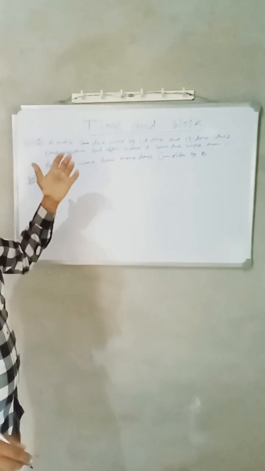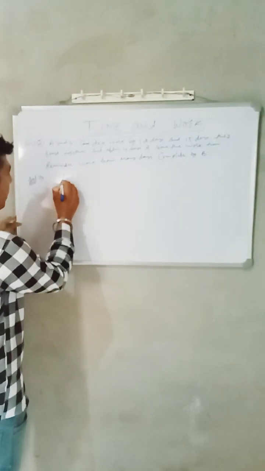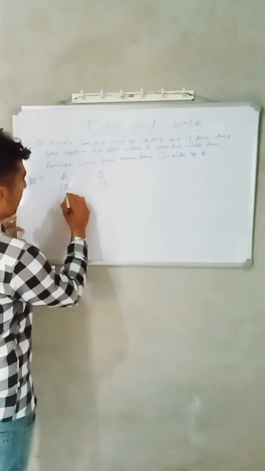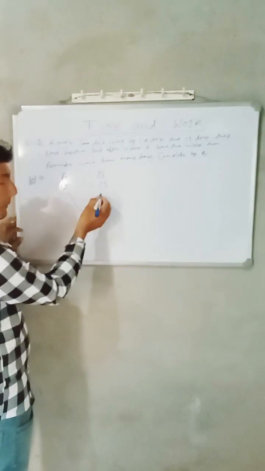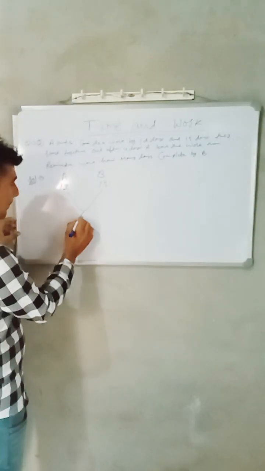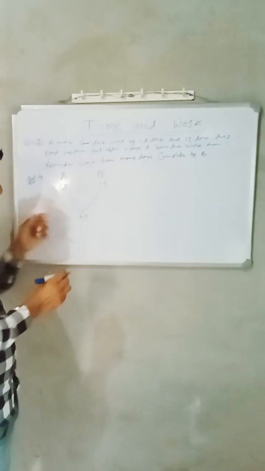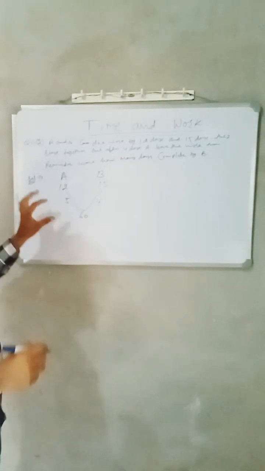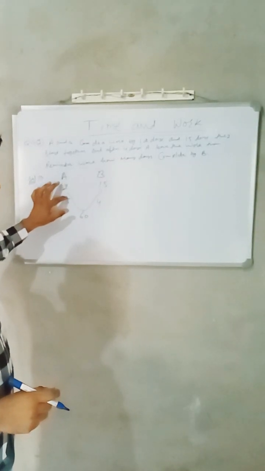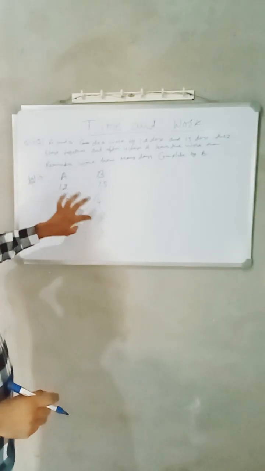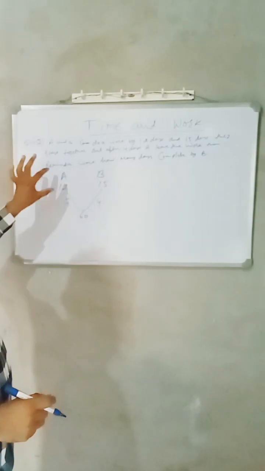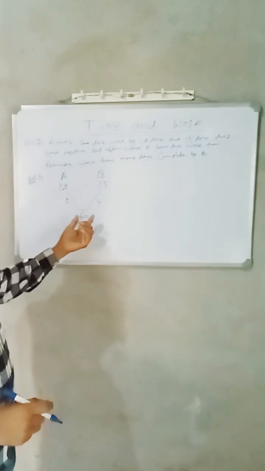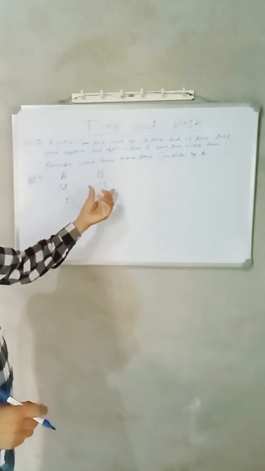So firstly, we take the LCM of A and B. A 12 days, B 15 days. The LCM is 60. So 60 divided by 12 is 5, and 60 divided by 15 is 4. A does 5 parts of work in 1 day, so 60 parts total work is done in 12 days. B does 4 parts in 1 day, so total work 60 is completed in 15 days.